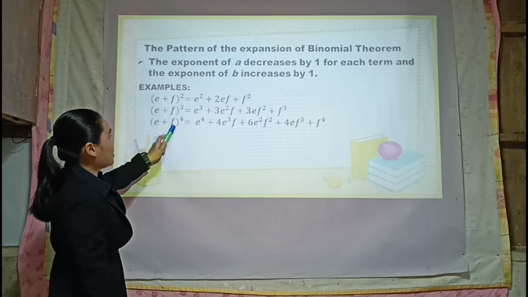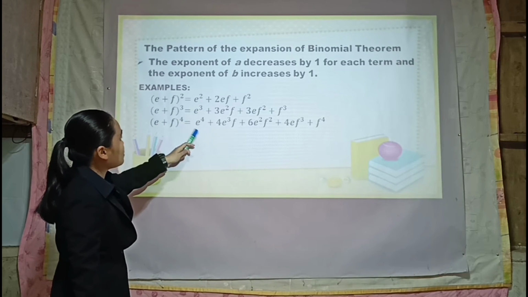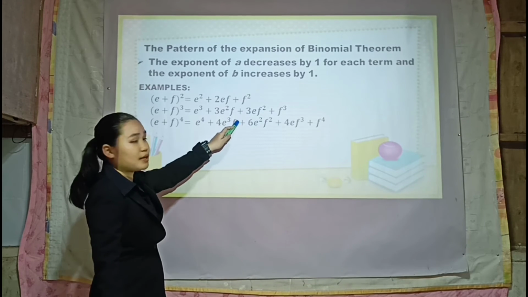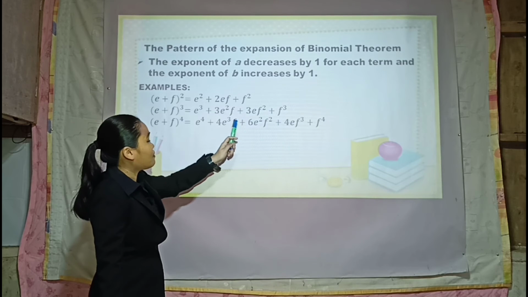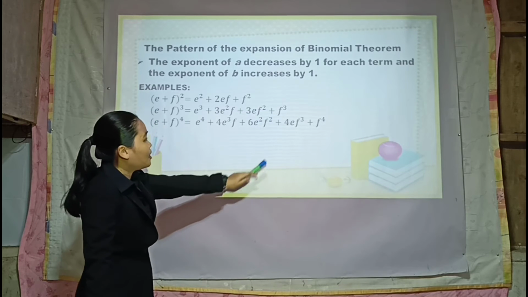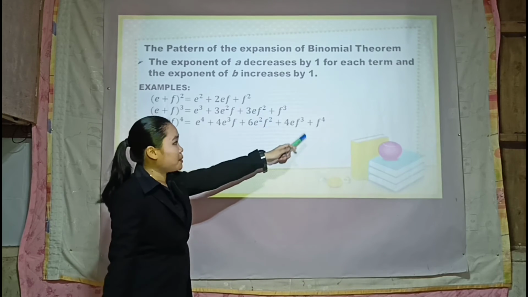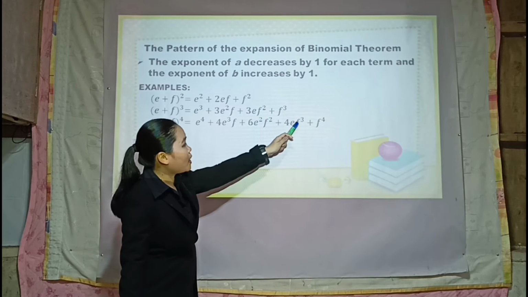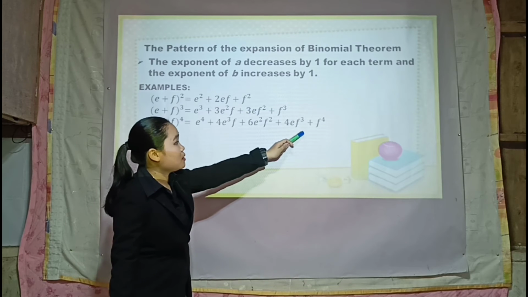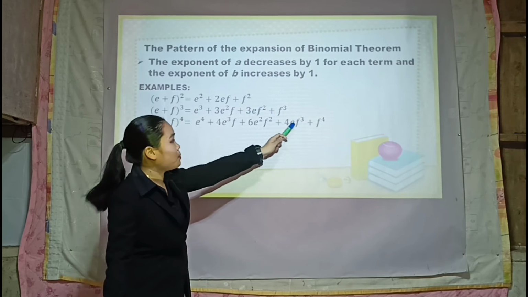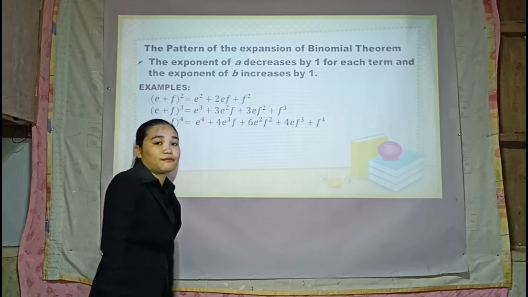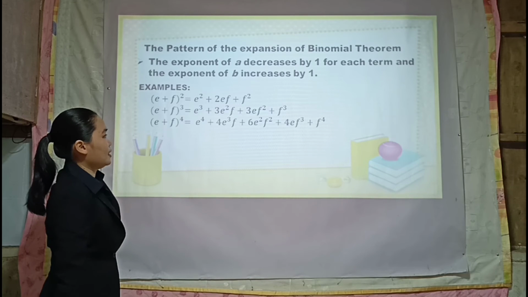And for the B, which is our F, from 0, in the next term, it becomes 1. The exponent is 1. And from 1, for the next term, it becomes 2 because it increases. From 2, for the next term, it becomes 3. That's why the answer is 4EF cubed. And for the last term, our F here is 4 because from 3 plus 1, because it increases, the answer is F raised to 4. Okay, let's proceed.